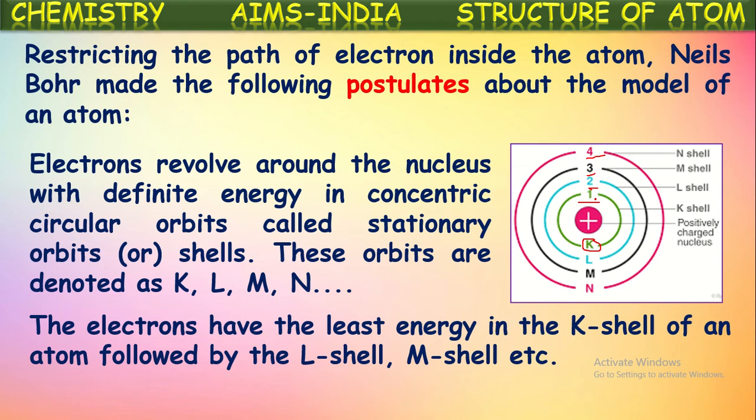See, the shell which is nearest to the nucleus, we call the first shell or K shell. The electrons present in this shell will have the least energy. And next, L shell electrons, and then M and so on. It means as the distance between the nucleus and the orbit increases, the energy of the electrons present in those orbits gradually increases. Now we can say the electrons present in the first shell or K shell have the least energy.